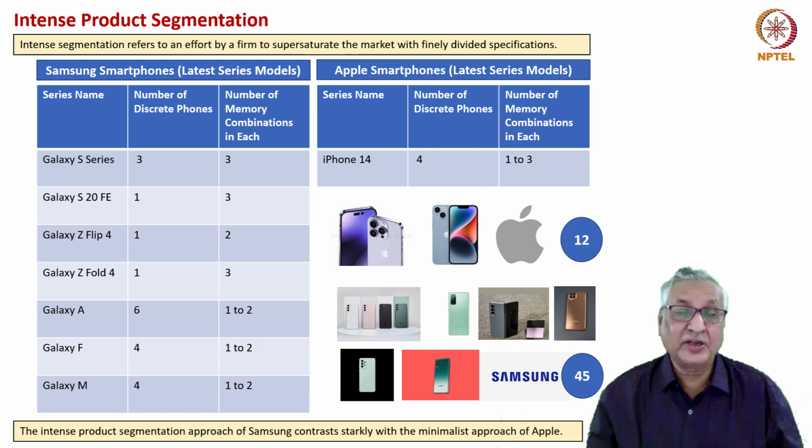As a result of this variation and the permutations and combinations that are offered by Samsung in terms of specification, the total product count is 45. On the other hand, in respect of iPhone, we have only 4 discrete phones in the 14 series, and in each, the number of memory combinations varies between 1 and 3. As a result, Apple has only 12 models which are offered in the latest series. This intense product segmentation approach of Samsung contrasts starkly with the minimalist approach of Apple. That is the big difference between Apple's approach and Samsung's approach.